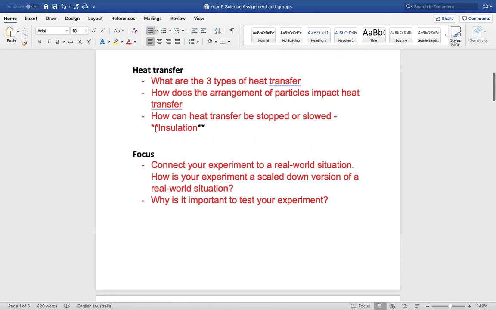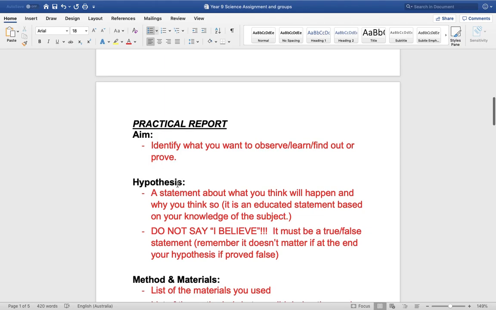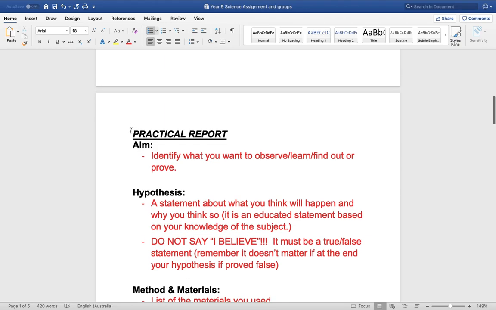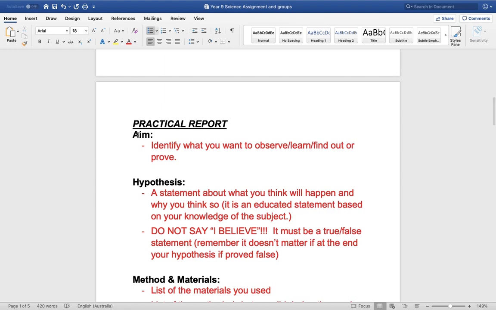Now, the second major part of your assignment is the practical report. Your practical report is basically just a standard practical report that you've all done before. So it's going to have sections like an aim, where you need to identify what you want to observe or find out or prove. So what's the point of the experiment?